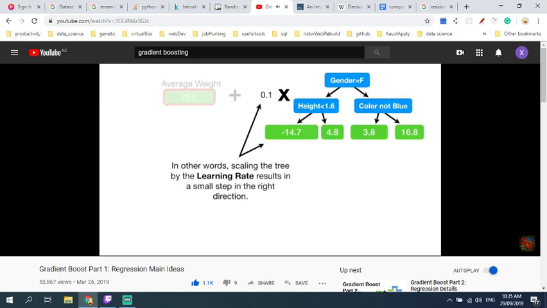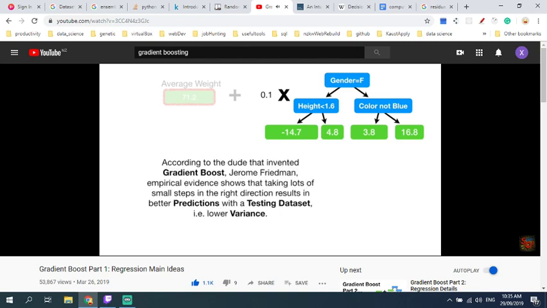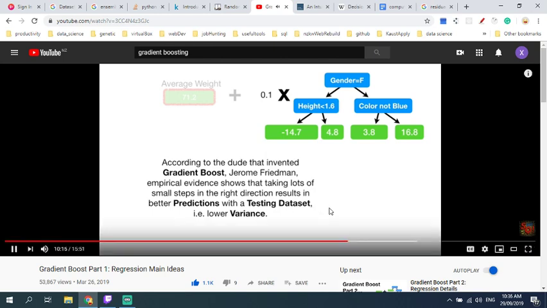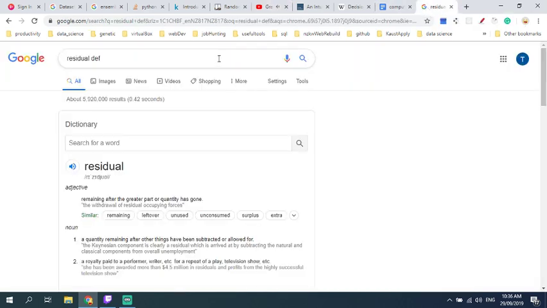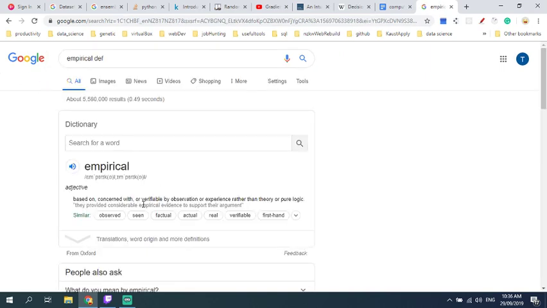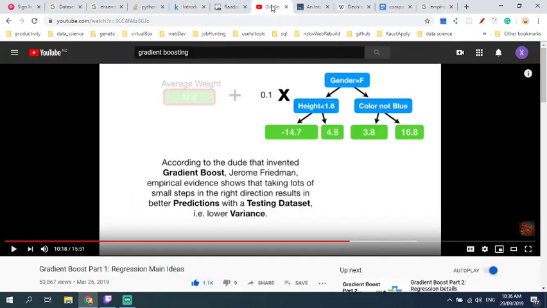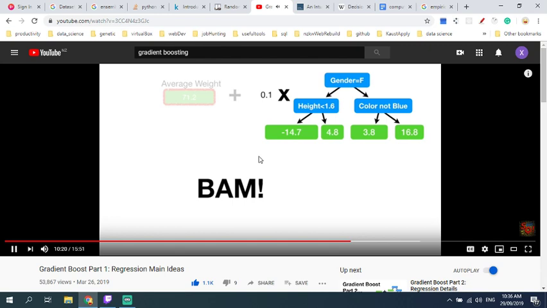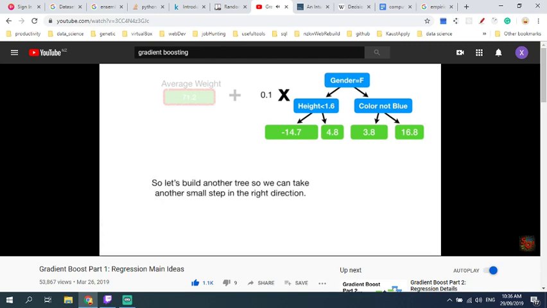In other words, scaling the tree by the learning rate results in a small step in the right direction. According to the dude that invented gradient boost, Jerome Friedman, empirical evidence shows that taking lots of small steps in the right direction results in better predictions with a testing data set, i.e., lower variance. Bam! So let's build another tree so we can take another small step in the right direction.